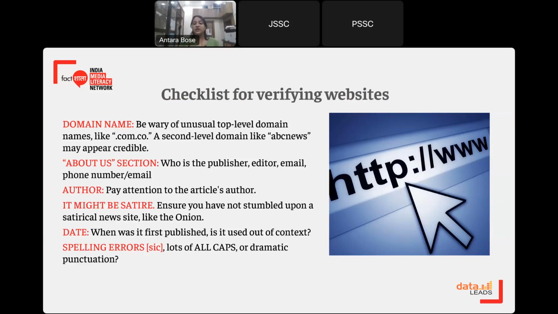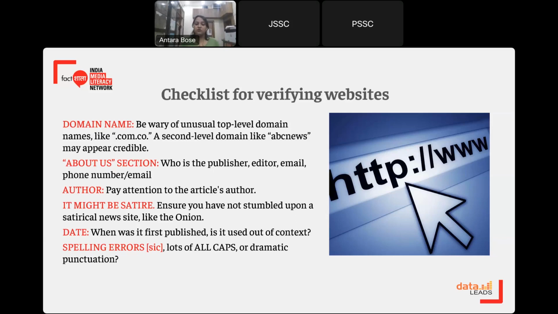So you need to check the domain name also, whether it's .com, .in, .org. So the domain is very important. Check the About Us section: who is the publisher, editor, email, phone number, because anybody who is disseminating true information will always talk about themselves, other than people who are disseminating fake news or false information, who usually keep a low profile and don't talk about who they are.